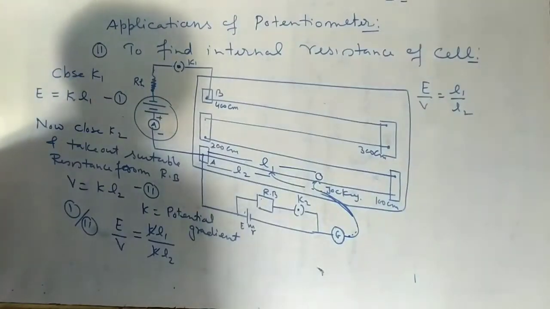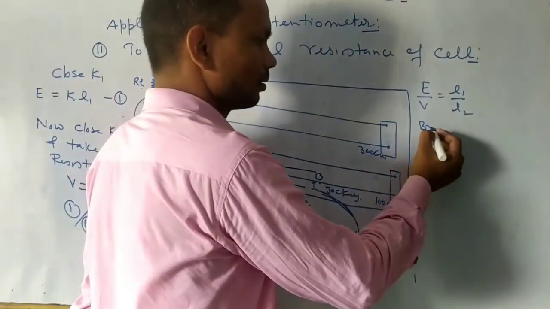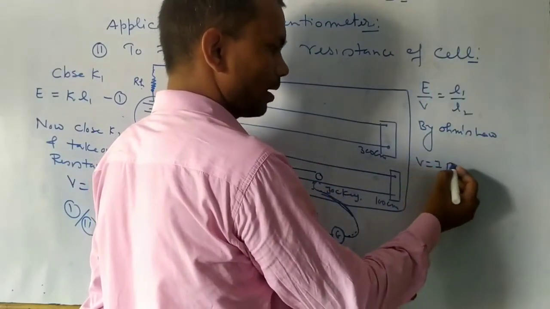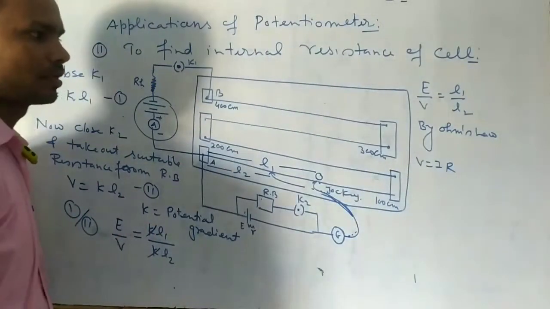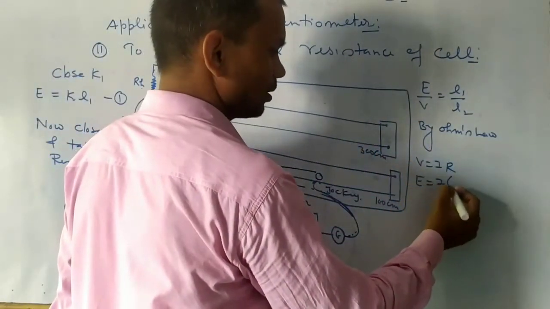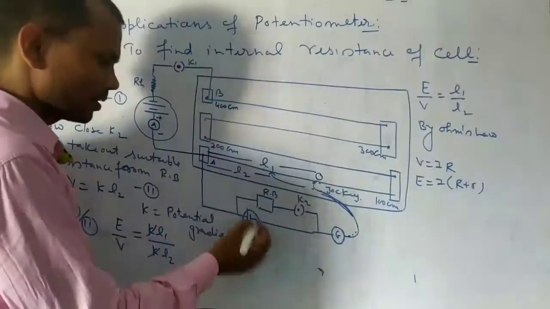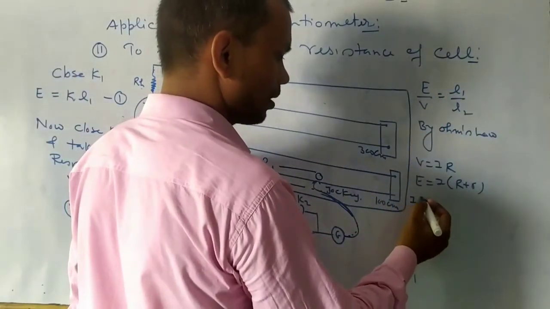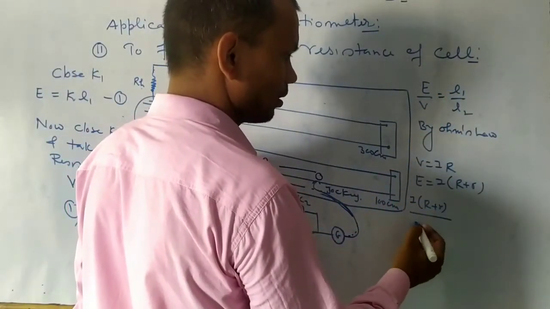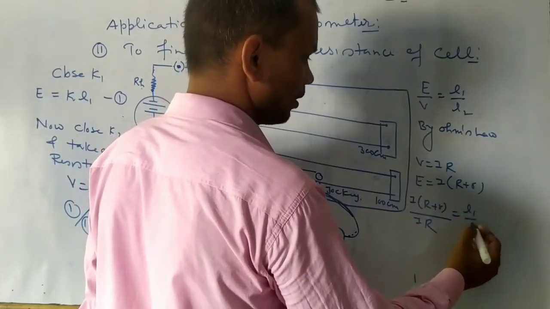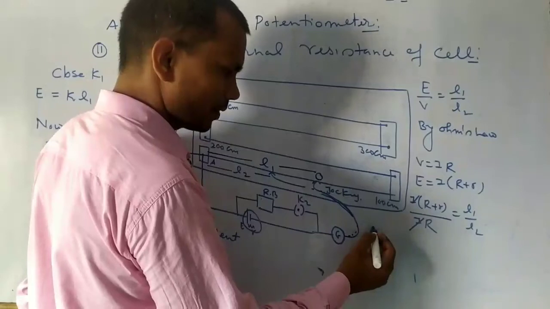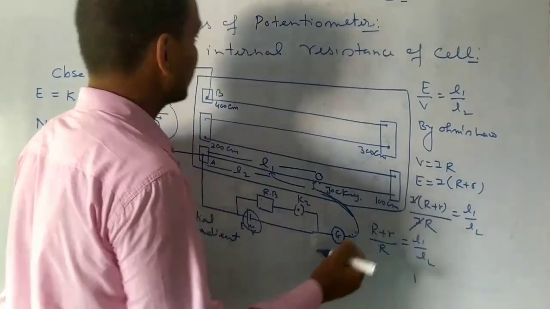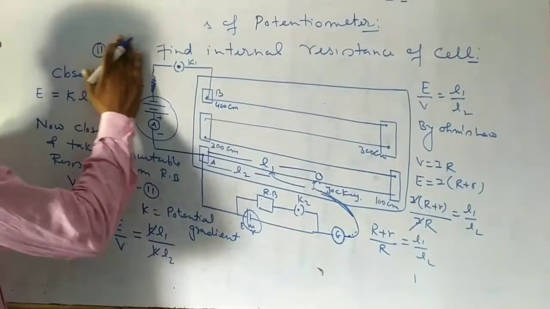Now after that you have to use Ohm's law. By Ohm's law, what will we get? V equals I R, where R is the resistance we have taken from the resistance box, and E equals I times the total resistance, R plus small r, where r is the internal resistance of the cell. So all the values we have to substitute: I (R plus r) upon I R, and I cancels out. So we get R plus r upon R equal to L1 upon L2.